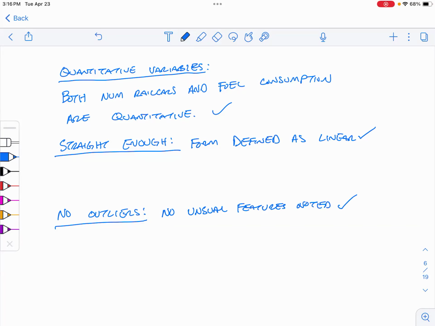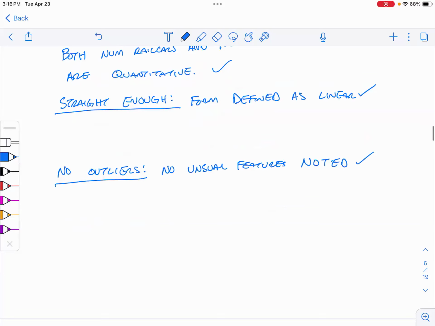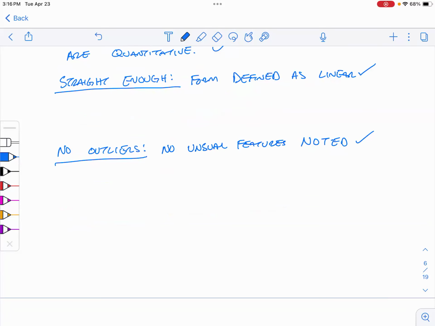So both of those go back to how you describe the initial association. Form defined as linear, check. No unusual features noted, check. All right, so the conditions are met. And so R, which I'll calculate in just 2 seconds here, is useful.